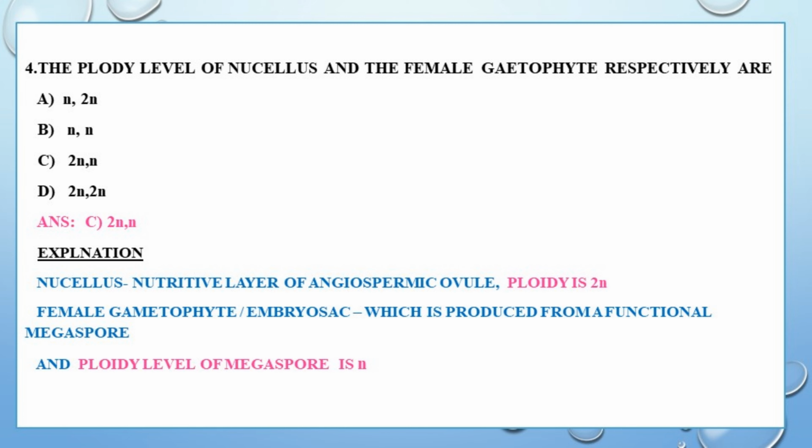and female gametophyte, otherwise known as embryo sac, which is produced from a functional megaspore, and the ploidy level of megaspore will always be N. So here the answer will be 2N and N. So the choice C. Option C is the correct answer.